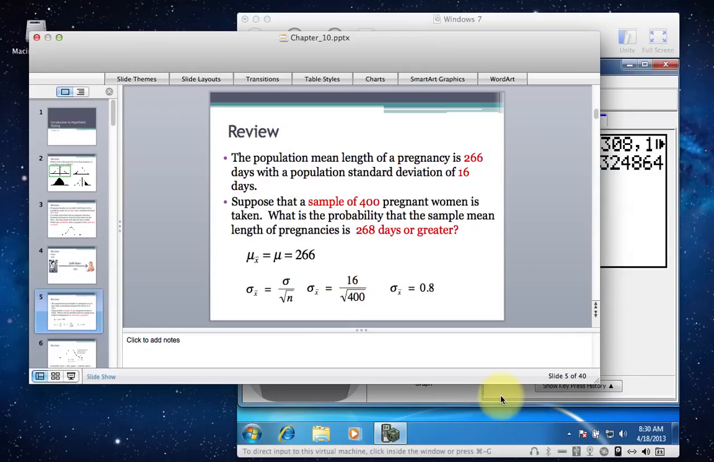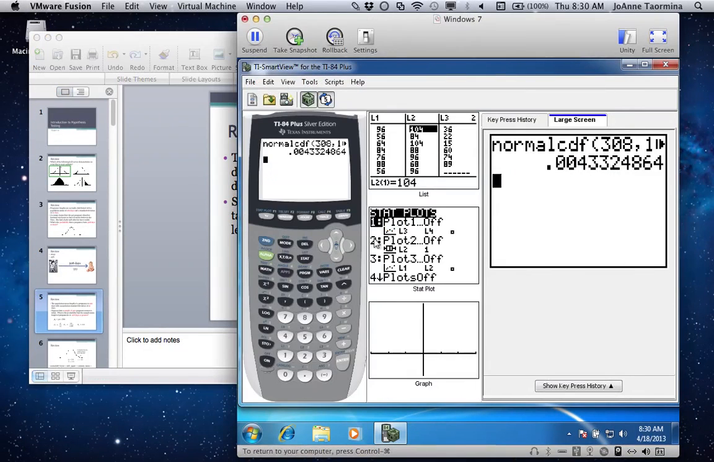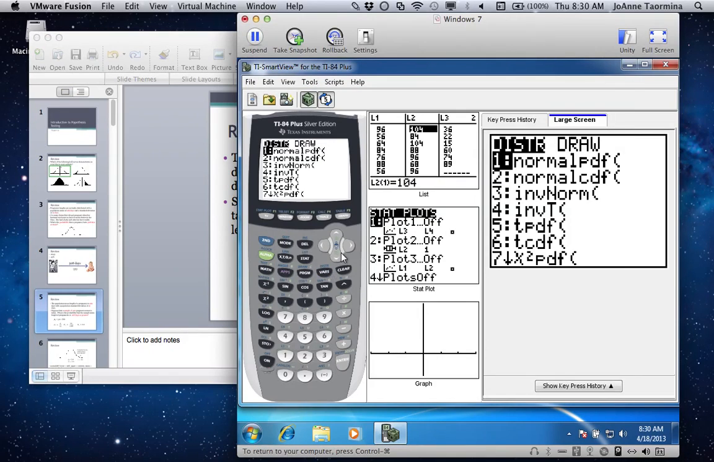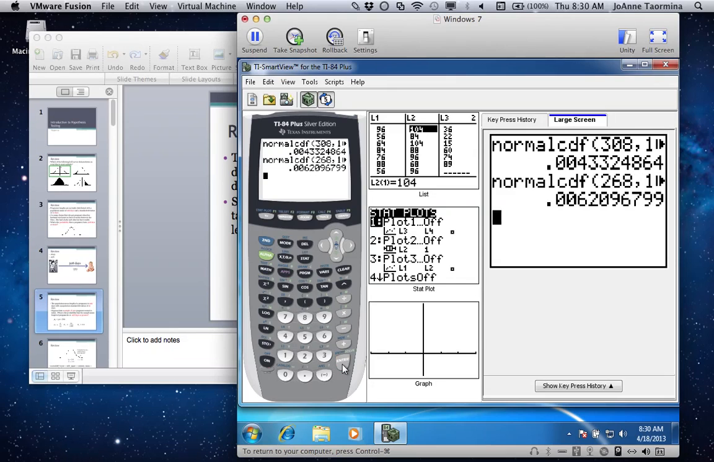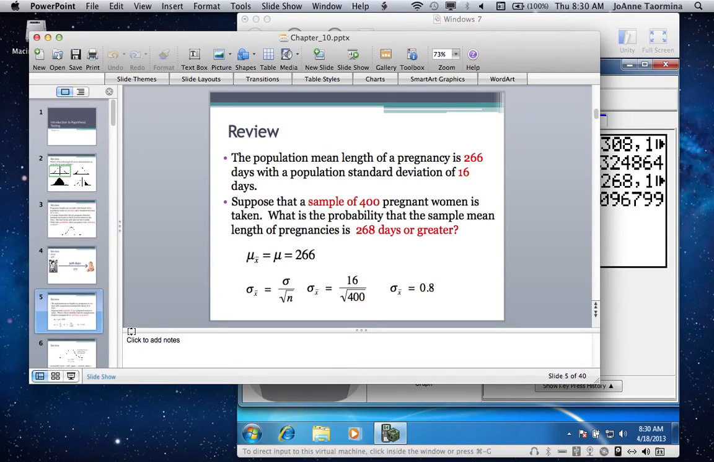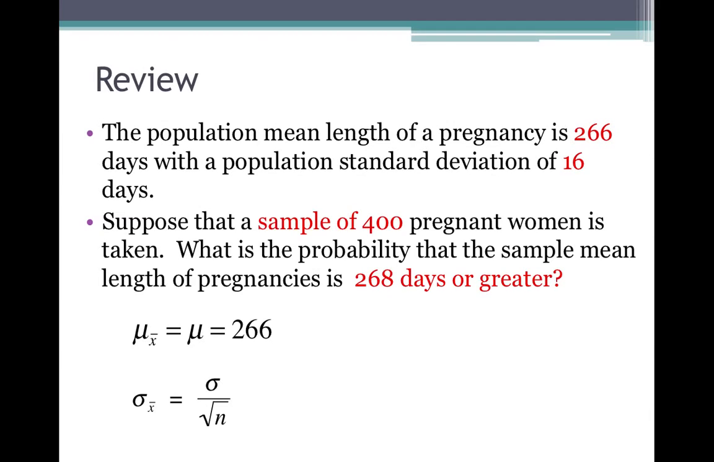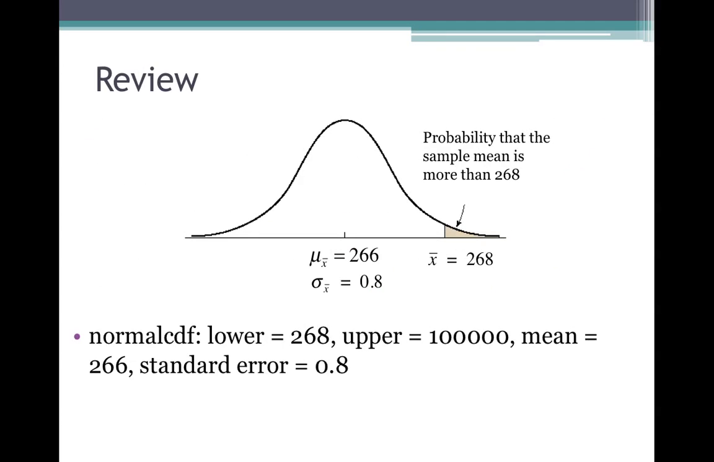So let's go to the calculator again. Lower 268, upper 100,000, mean 266, standard error 0.8. And we have 0.0062, which is 0.62%, which is also a very small probability.